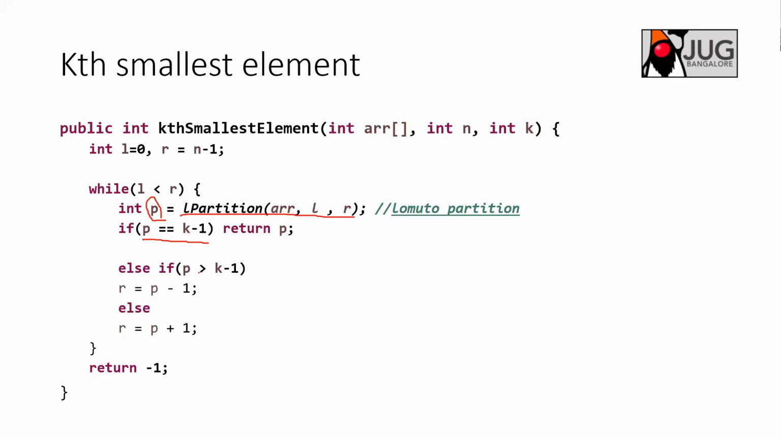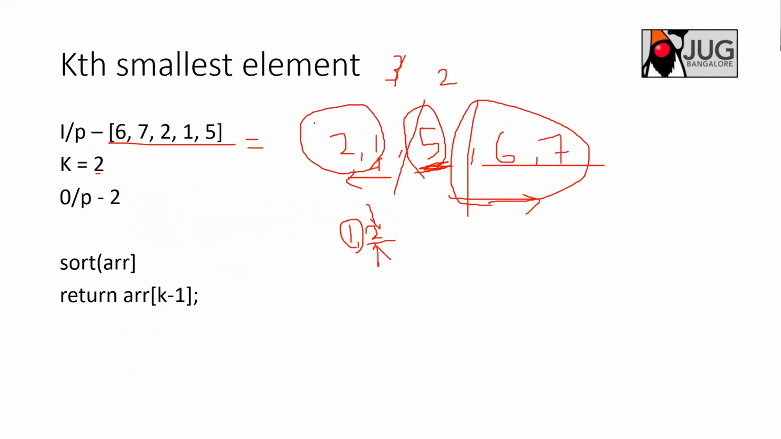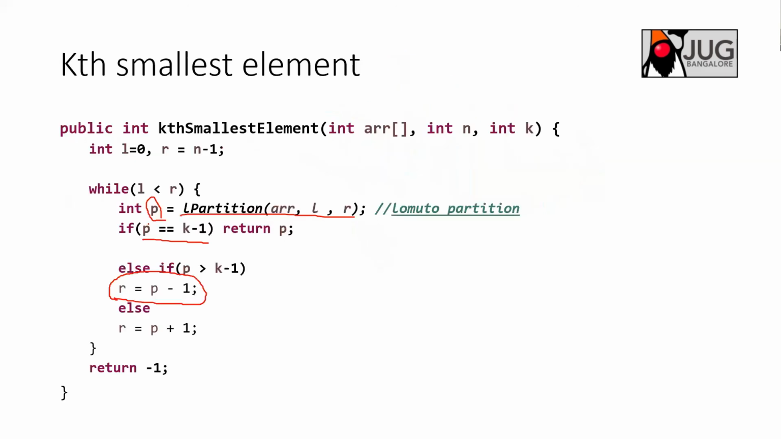No, right? But I do remember that k is smaller in my case, because the position returned is the third place, but I'm looking for the second place. So what I will do is change my right pointer to this, and I will call the Lomuto partition again, now on these 2 elements. All right, now I understood. I don't need to go further here, so I will call the Lomuto partition on this. And now after partition, right?